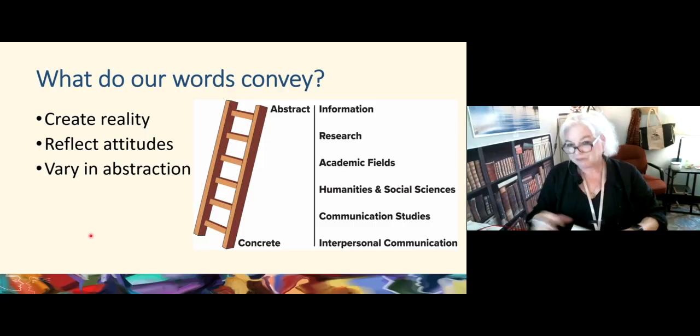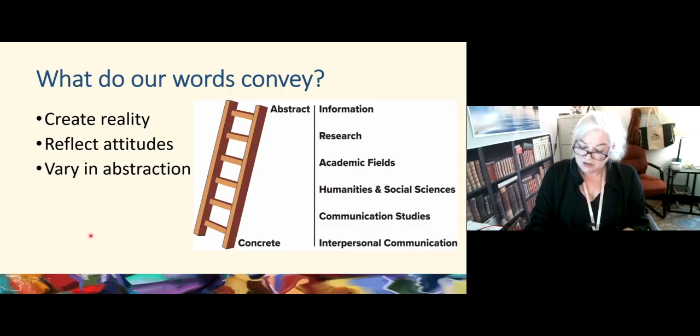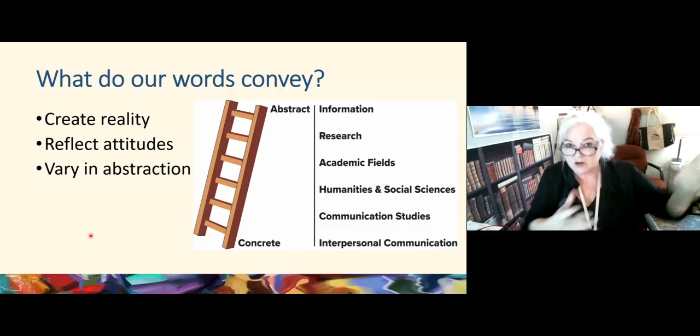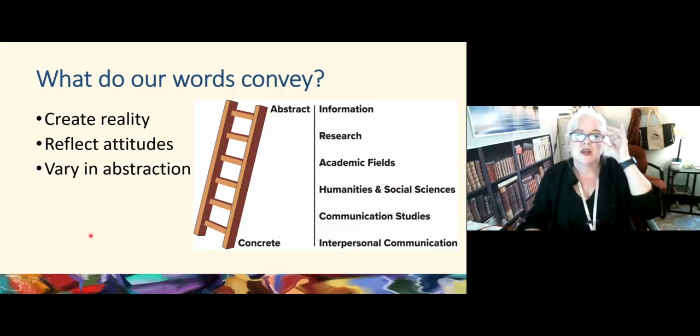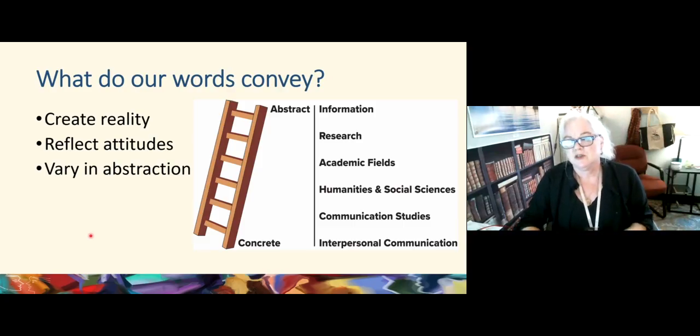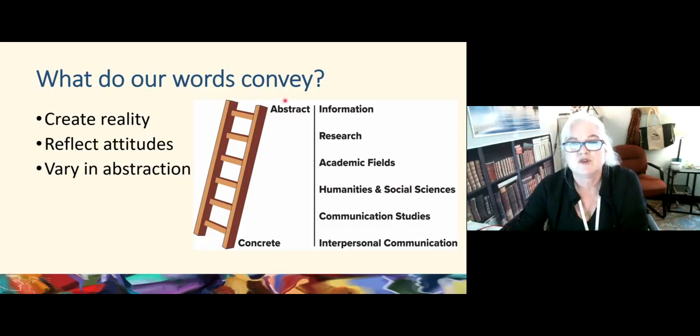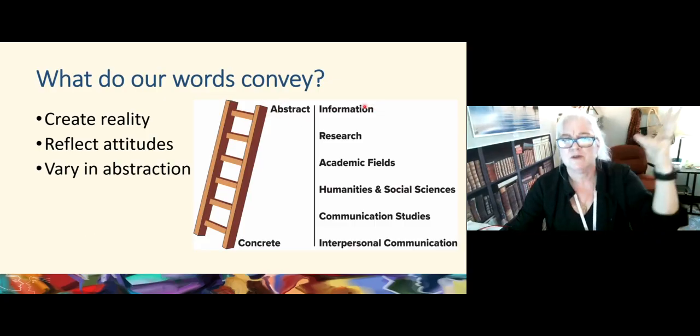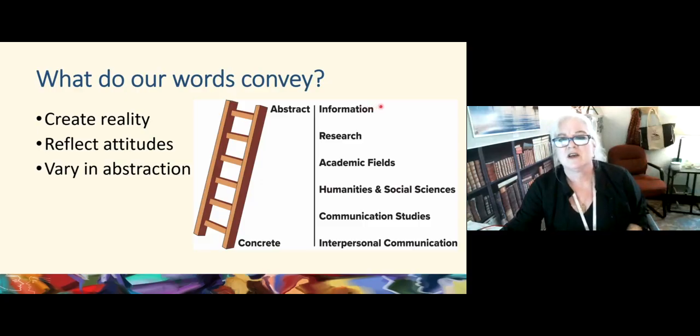If you think about it, the example I have is a crowd versus a mob, okay? Mob indicates a negative reality, while a crowd just means a large grouping of people. So they also vary in abstraction. If you look at this ladder here, you have very abstract language up here. Information. Information can cover anything.